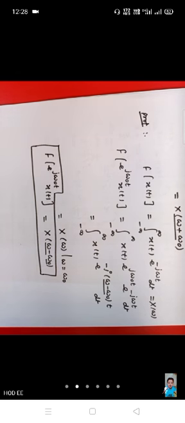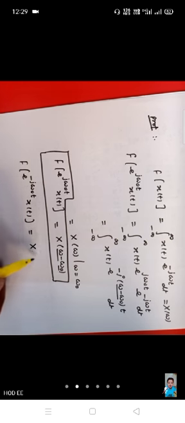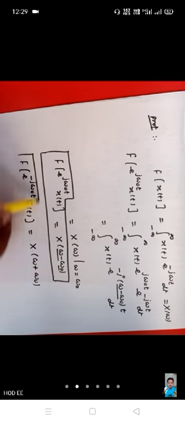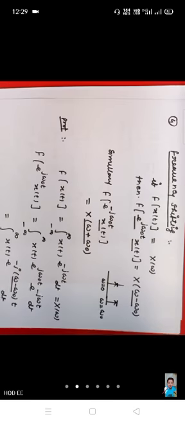Why is it important? Because by using this property we will determine the Fourier transform of a constant DC signal as well as a constant number. Similarly, we can write the Fourier transform of e raised to the power minus j omega naught t times x(t) is equal to X as a function of omega plus omega naught. This property is called the frequency shifting property.